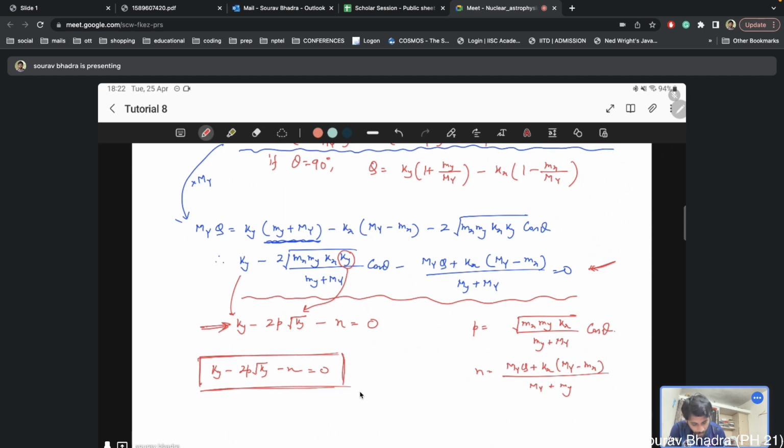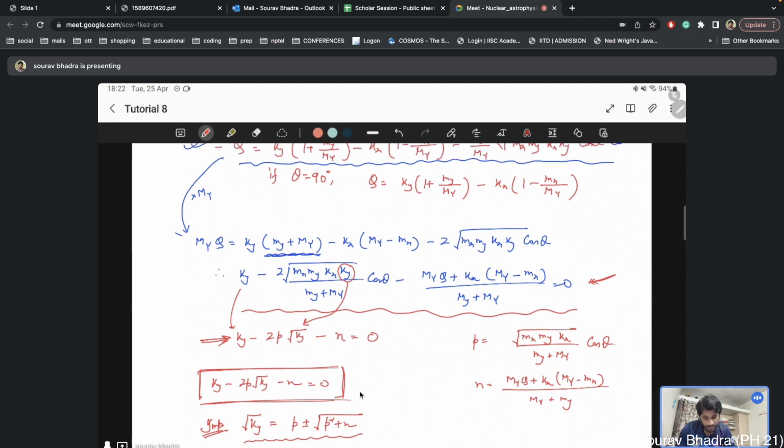This is the equation we got, and if you evaluate the value of root over Ky, which is the variable in our case, that will be p plus minus square root of p square plus n. This is the expression which is very important for the understanding of kinematics of nuclear astrophysics. That means this equation is telling you the root over of kinetic energy of the small nuclei, that means that y which was created here.